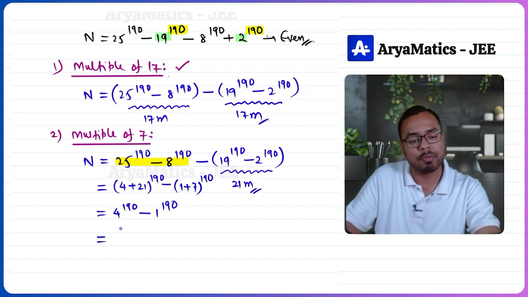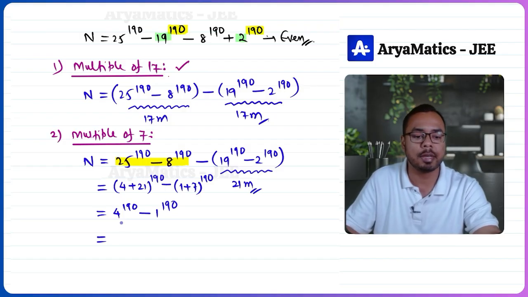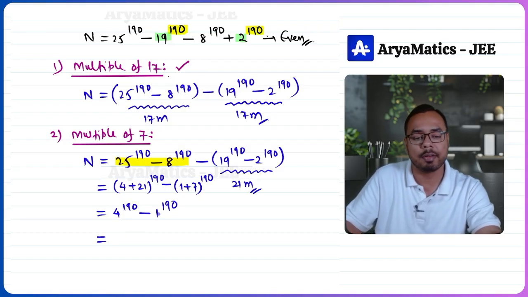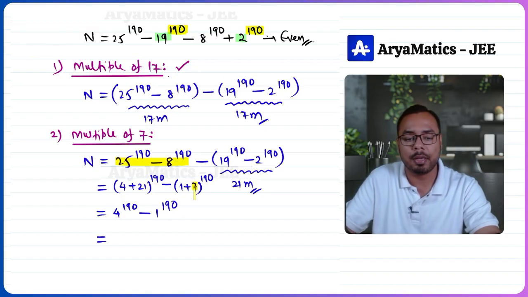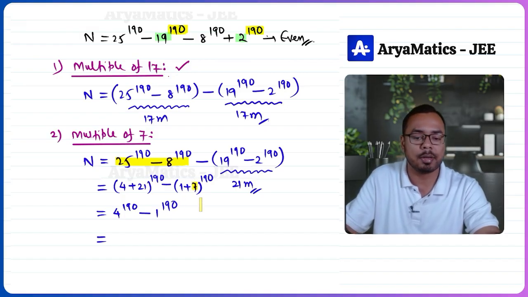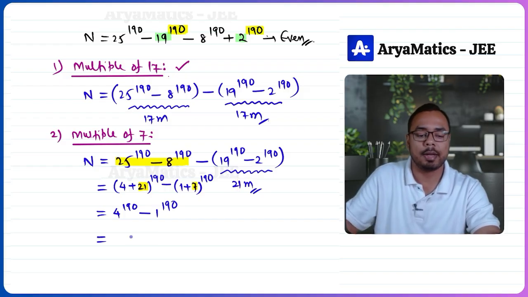So for that we can do 4 cube. 4 cube will be 64. 64 is 1 plus 63, and 63 is a multiple of 7. I'm not writing the multiples of 7 here. I mean, the next term will be 190 C1 into 7. After that, 7 square and so on. Similarly, here also 21, 21 square and so on. All of them are multiples of 7. So we can neglect that part.